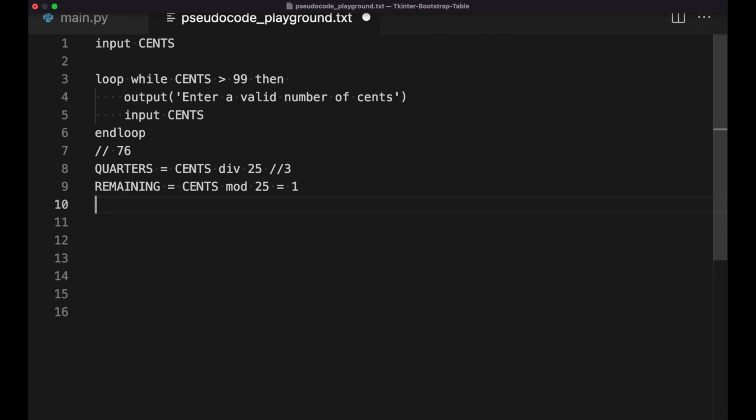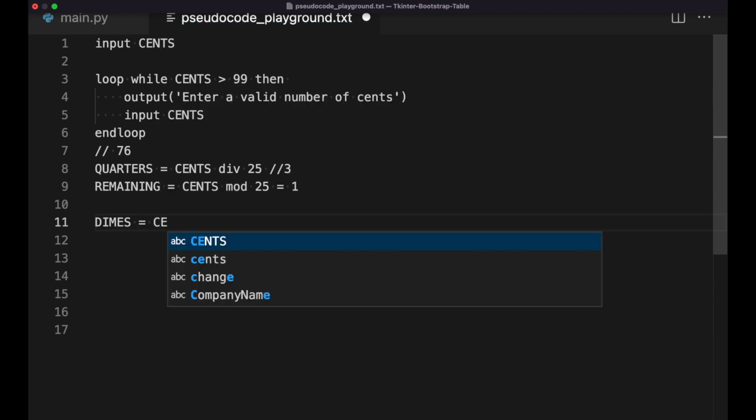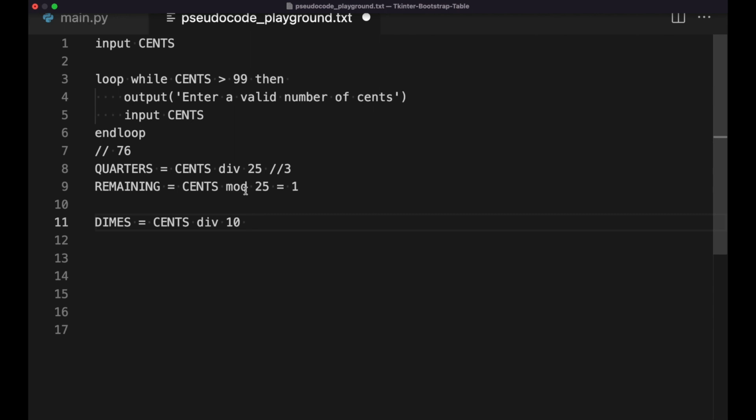Next we're going to do, I guess it's dimes, right? Dimes equals cents div 10. Actually, we're going to do remaining div 10. So we're going to say dimes equals remaining div 10. So right here we have 1 cent remaining, and we're going to see how many times 10 fits into 1, which is just going to be 0, okay? And then our new value remaining would just be dimes mod 10.